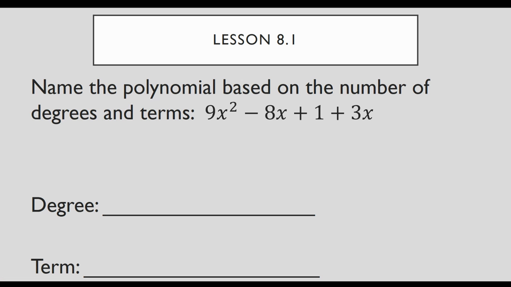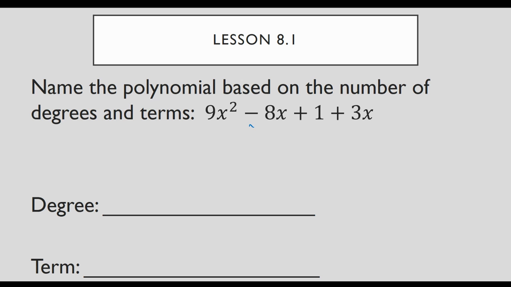So let's get started. This was from the very first lesson, lesson 8.1. We're going to name the polynomial based on the number of degrees and terms. So we have 9x squared minus 8x plus 1 plus 3x. Anytime I'm asking you to identify the degree and the number of terms, the first thing you're going to want to do is look to see, are there any like terms? So if there are, we have to combine those first before we start identifying different pieces.